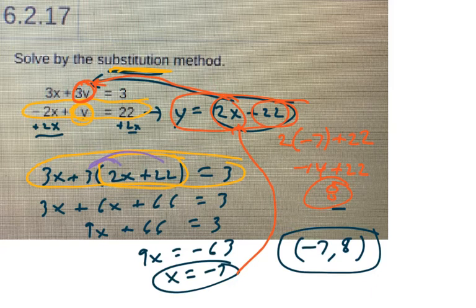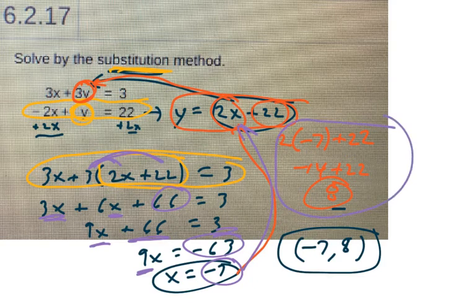So again, I had to use my distributive property. 3 times 2x is 6x. 3 times 22 is 66. I combine 3x and 6x, 9x. I minus 66 from both sides to get minus 63. Dividing by 9, I got negative 7. Now I plug that right in there, and that's what you see right over here in red. So 2 times x, which is negative 7, plus 22, ends up being 8. So my answer is x negative 7, y 8.